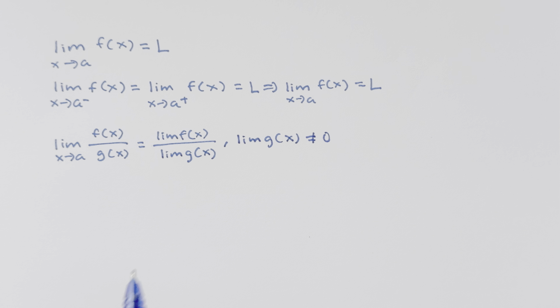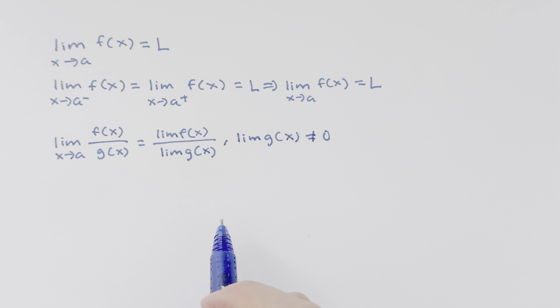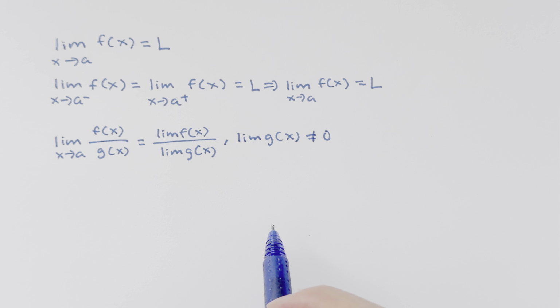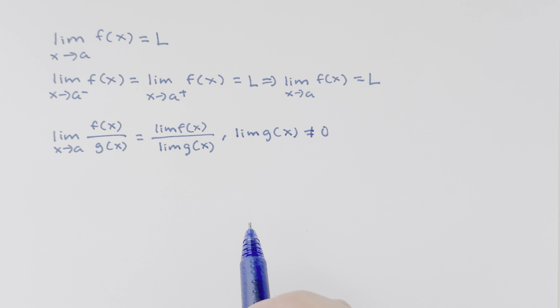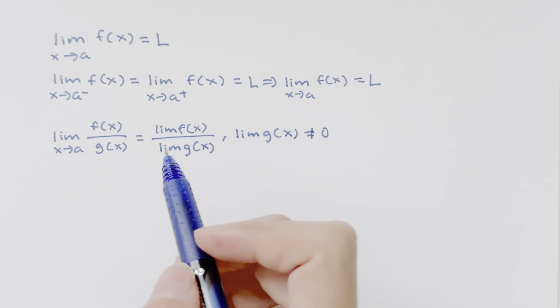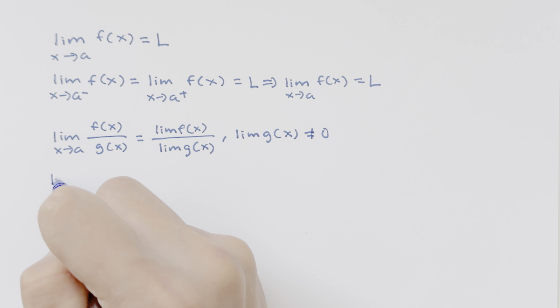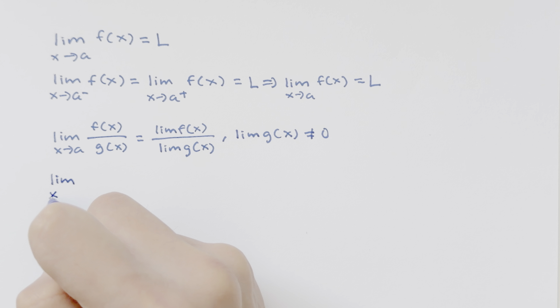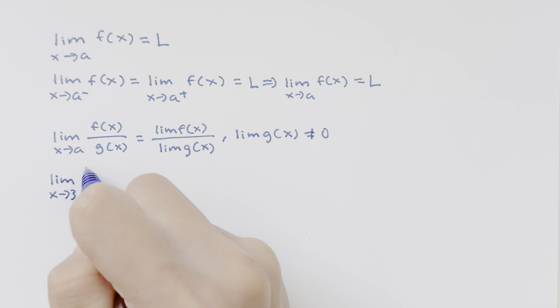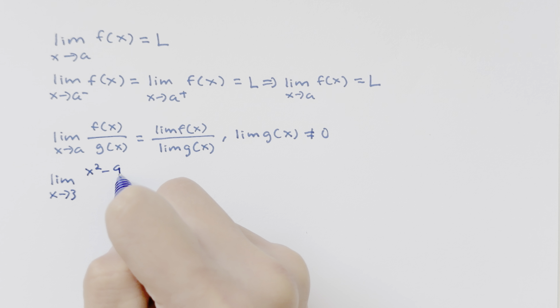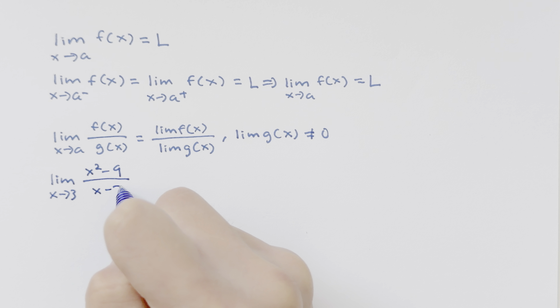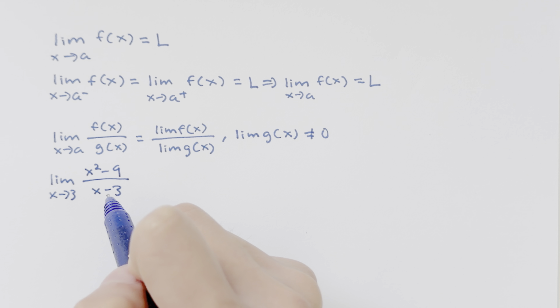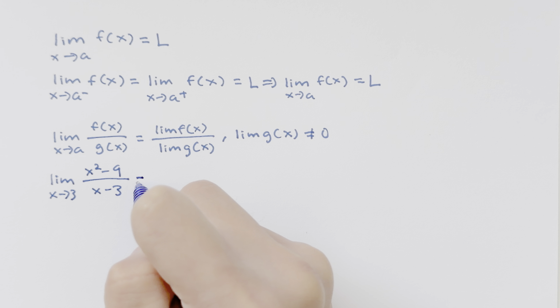And then a common exam question is, when you plug in a, you could get an indeterminate or undefined form, such as 0 over 0. Obviously, that's not the answer, but what do we do here? For example, if you take the limit as x approaches 3 of x squared minus 9 over x minus 3, when you plug in 3 to the numerator and denominator, you'll get 0 over 0.